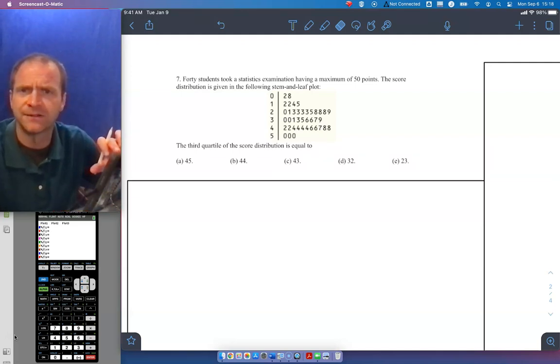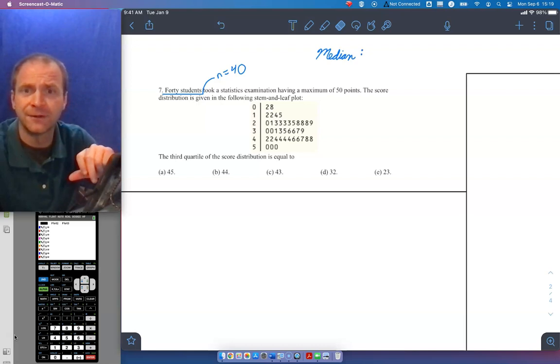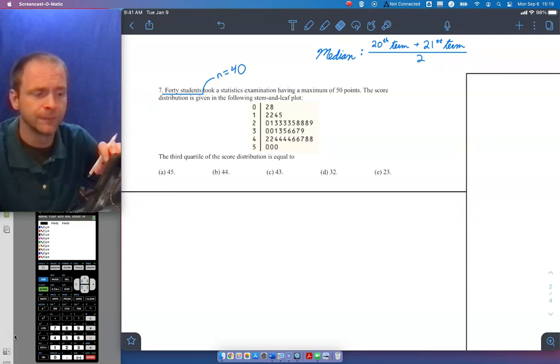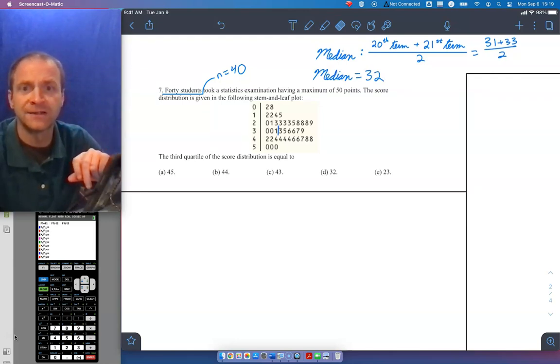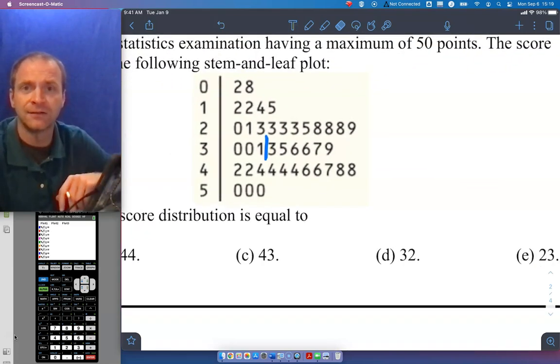So I'm going to keep in mind a couple of things they're telling me. The first thing they're telling me is that I have 40 students. So in order to find the third quartile, I'm going to need to find the median first. And remember, the position, not the value, but the position of the median is going to be, in this case, the 20th to 21st term in between those two. So I need to find the 20th term, and I need to find the 21st term, add them together, and divide by 2. And so I'm going to get 31 and 33, divide by 2, that's 32. So you can see in the stem plot here, that is the location of the median.